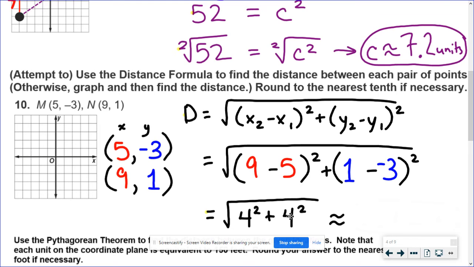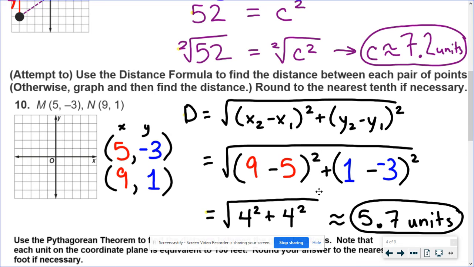4 squared is 16, 4 squared is 16, add those together, 32, and the square root of that would be 5 7/10 units. Yes, I suppose we could graph it out, but 9, 1 would go off the graph. So one thing that you would have to do is change the scale of your coordinate plane. Then you can graph 9, 1, and you could graph 5, -3, and you could draw that. But you would see a length of 4 and 4, which is what we found.